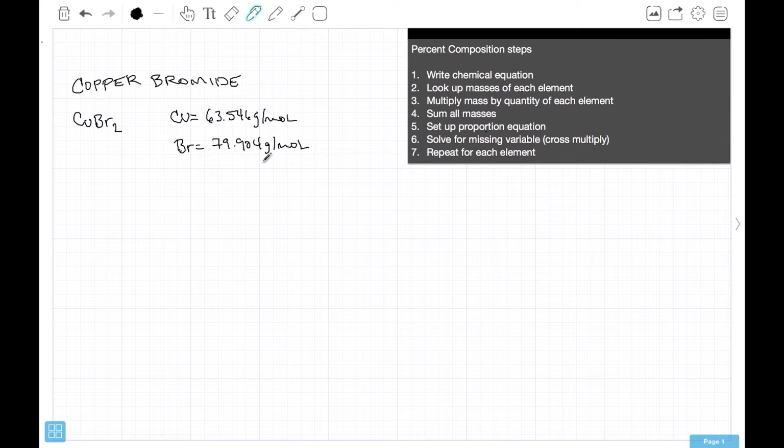And step 3 says multiply mass by quantity of each element. And in this step, you want to reference your chemical equation. And you see that we have one copper, but we have two bromides. So copper still equals what it did. But two bromides is going to equal 159.808 grams per mole.